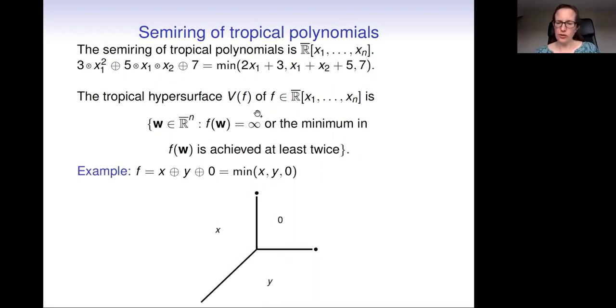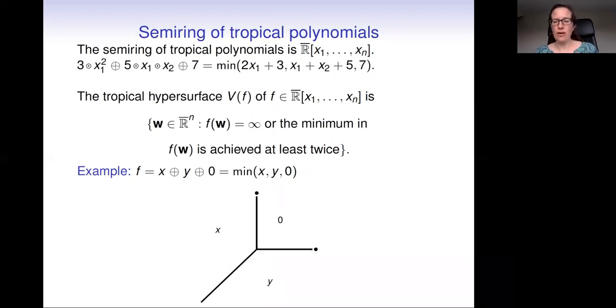So here's the most important definition: the tropical hypersurface of a tropical polynomial. That's going to be the w in R bar to the n for which f of w is infinity, or the minimum in f of w is achieved at least twice. f is a tropical polynomial, so it's a minimum of a bunch of sums. And we say that the minimum is achieved at least twice if, when you plug in your point, you get a bunch of numbers, and one shows up twice on your list.